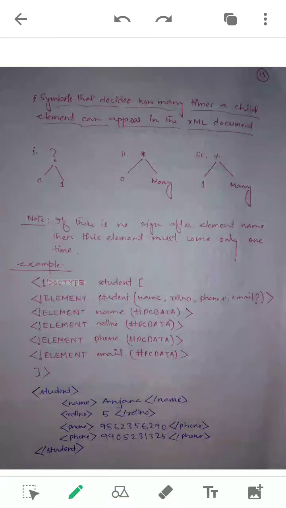Okay, here we are going to discuss the next topic of this chapter. Topic name you can see. This one is the topic: symbols that will decide how many times your element will repeat in your XML.